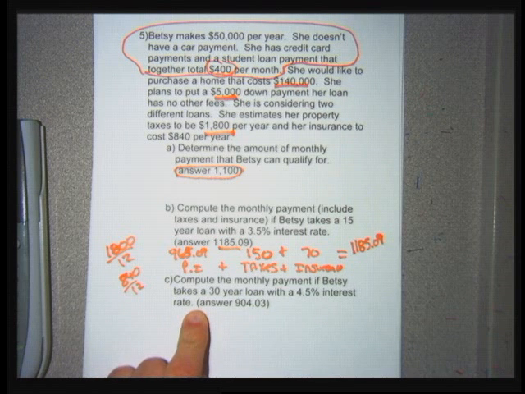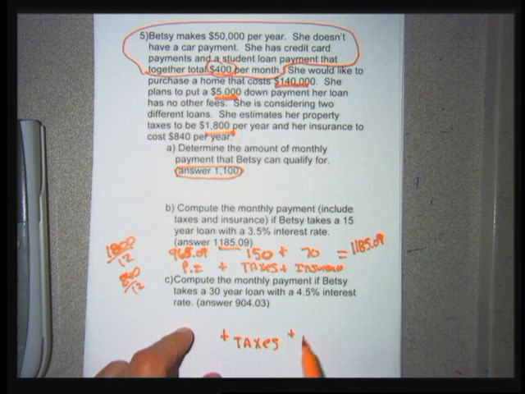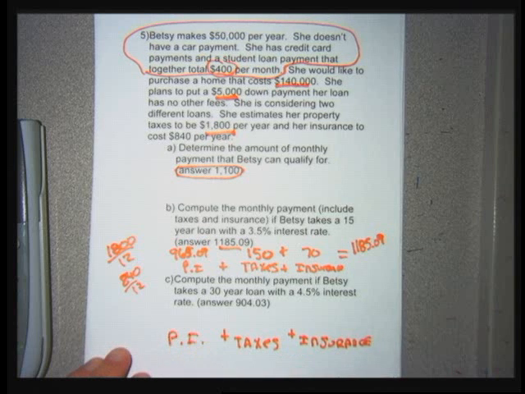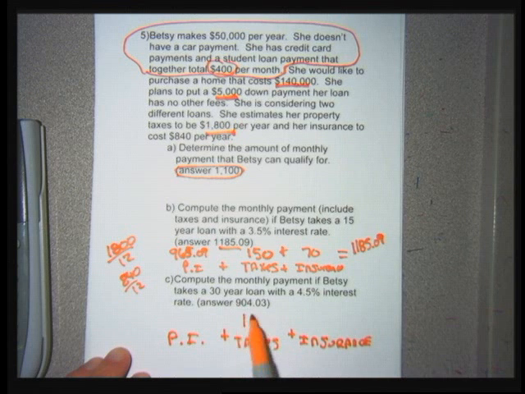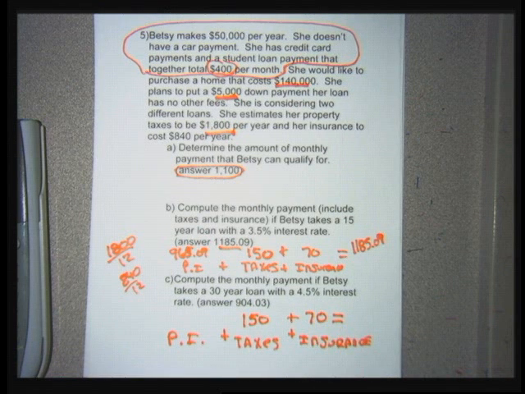For part C, I'm doing the monthly payment if Betsy took a longer loan, and my TVM solver is going to get the principal and interest portion of her 30-year payment, which is the one that she can qualify for. The taxes in the 30-year payment and the house insurance in the 30-year payment are going to be the same, because taxes and insurance don't hinge on how long you take your loan for. So I'm going to find out her total monthly payment.